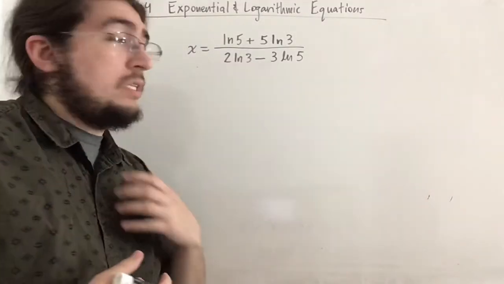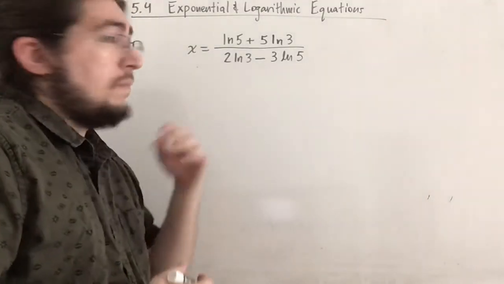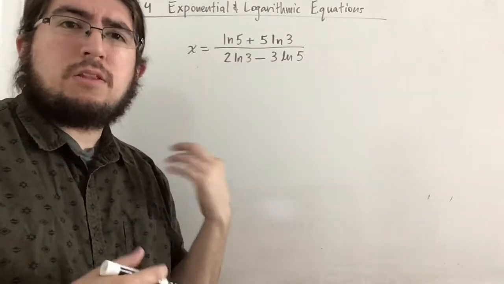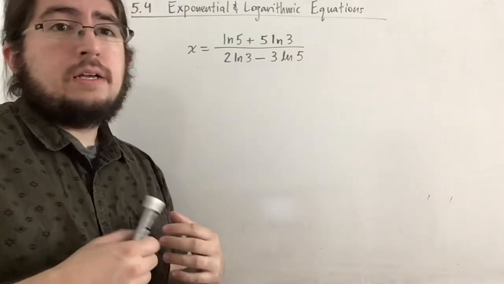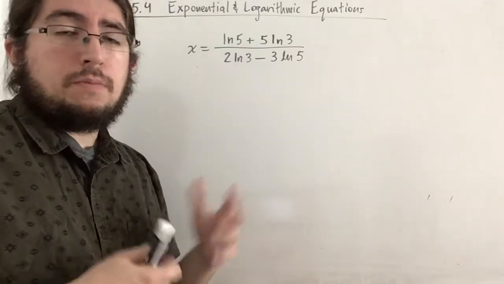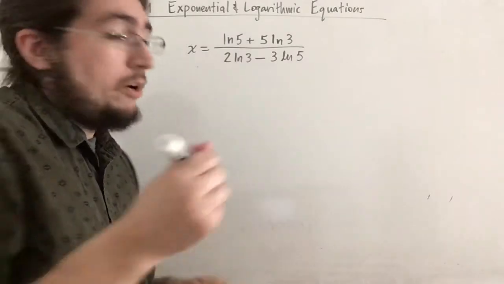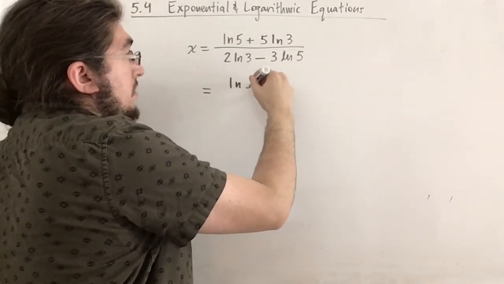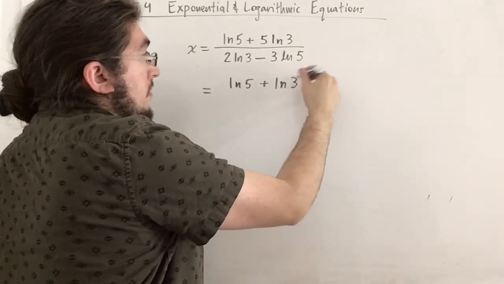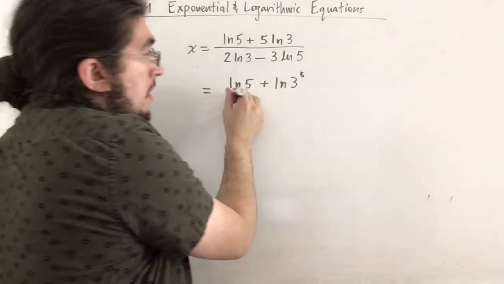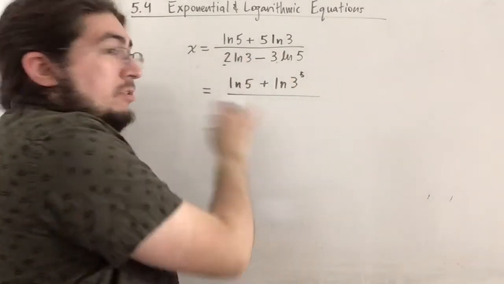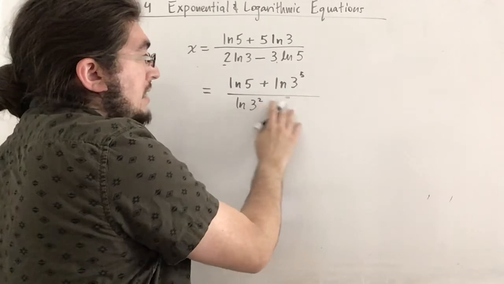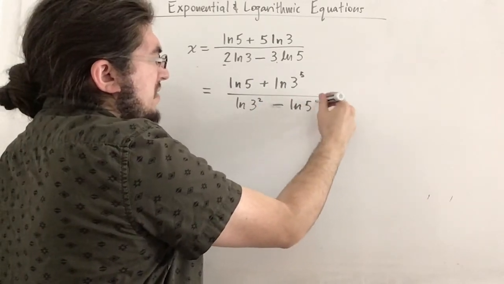And now what I'm going to do is I'm going to combine the top and bottom separately using log properties, mainly using the rules we saw in 5.3. So that is the power rule, quotient rule, and product rules. And let's just get started and see what happens. So for the top, we get ln of 5 plus ln of 3 to the 5th, like this. On the bottom, this 2 and 3 on the outside get brought in as powers. So this is ln of 3 squared minus ln of 5 to the 3rd.